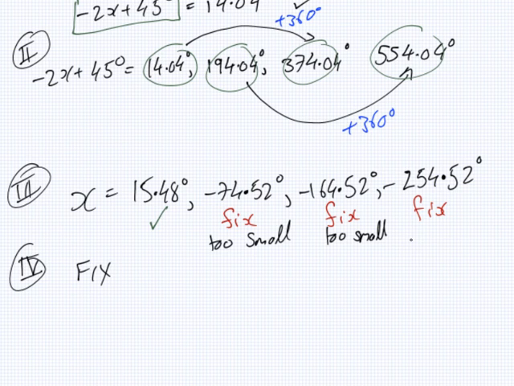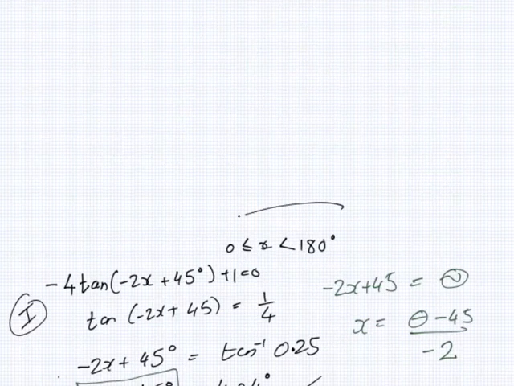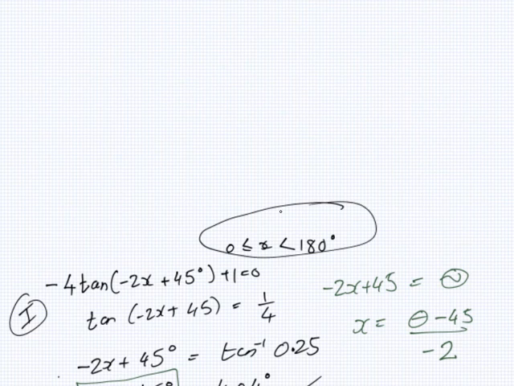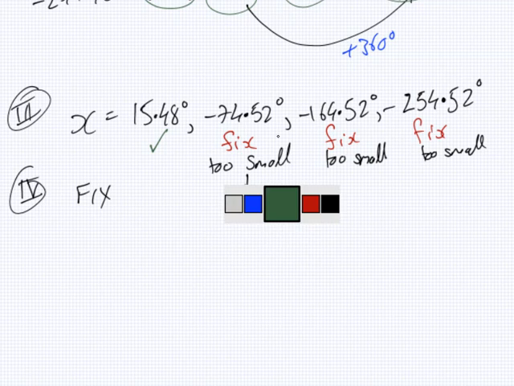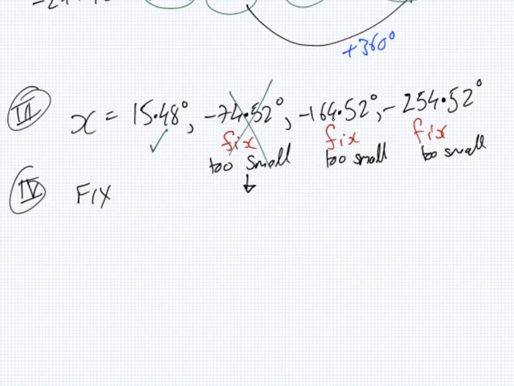Okay. And the last one, too big or too small? Too small. Okay, so we add 360 to this one. But when we add 360, it's now too big, because I said it must be between 0 and 180. So can we fix the second one? No, we can't fix it. What about this one? Can we fix it? Oh, we can, because if I add 180, it's fine. It's not too big or too small.